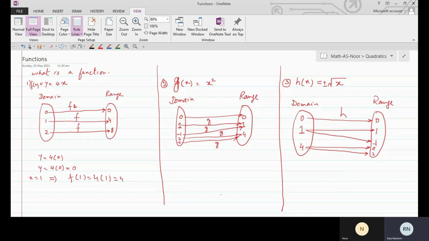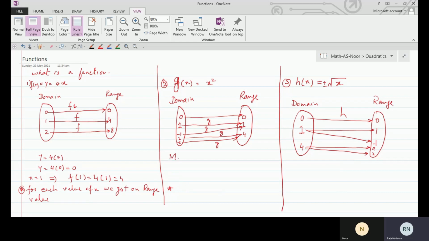Now let's see what's happening in these three examples. For each value of x, we got one range value. This is what is happening in example 1. In example 2, we are not getting one range value for each value of x. We have two values of x and we are getting one answer of y.